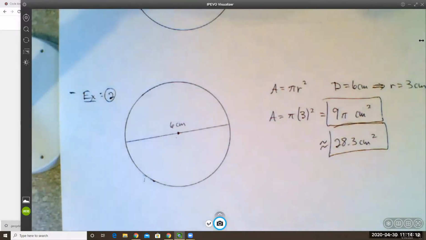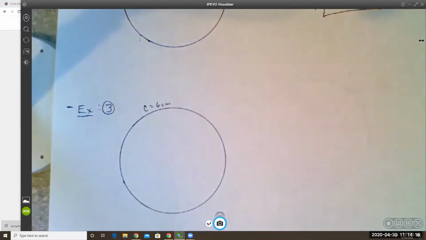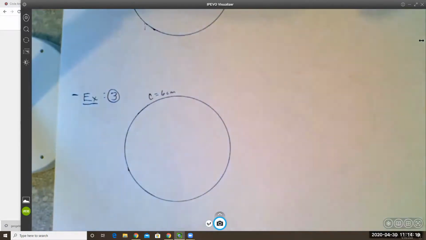I want to give you one more similar. So here we've got another circle. This time the entire circumference of the circle is 6 centimeters. This one is a little more challenging than the previous two, I suppose, but go ahead and give the video a pause and see if you can work this one out. Okay, now here's my solution.